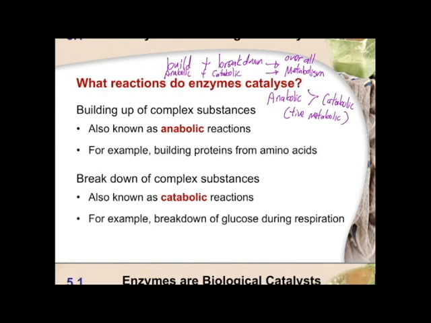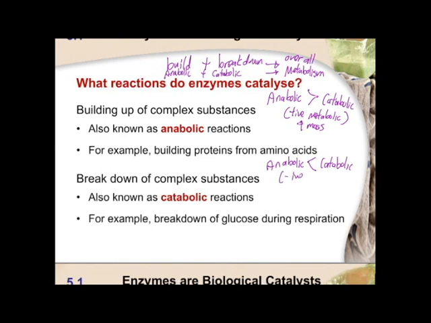However, if your body has a lower anabolic rate as compared to catabolic, that means you are actually breaking down more things than building more things in your body, you would have a negative metabolic rate. And in this case, maybe your mass will reduce.